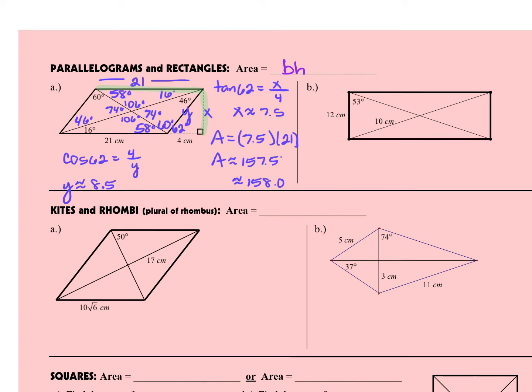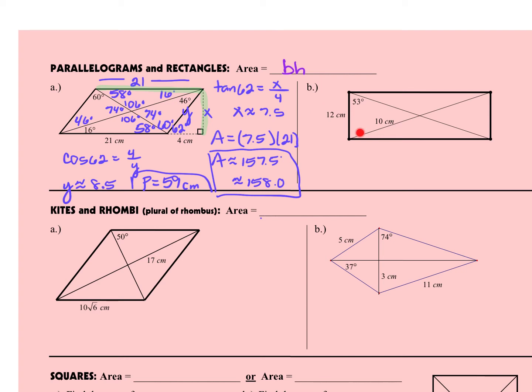That means that my opposite sides are going to be congruent, so my perimeter will now be 21 plus 21 plus 8.5 plus 8.5, and is going to give me a perimeter of 59 centimeters. So that allowed us to get both our area and our perimeter. Recognize that we started off with very little information.